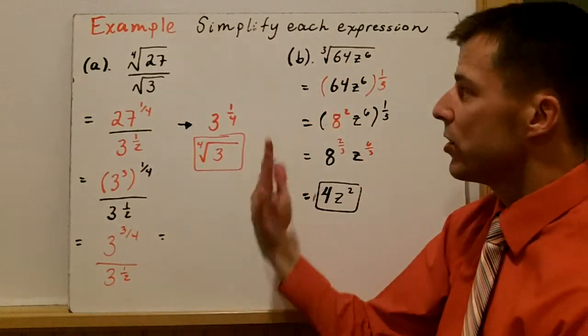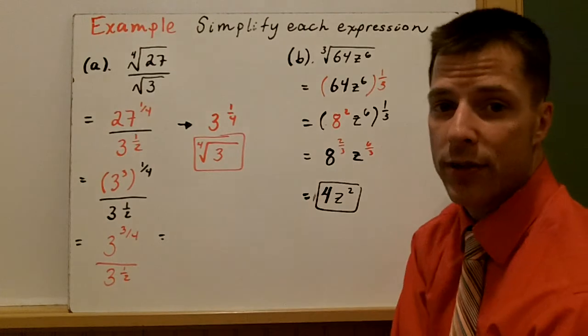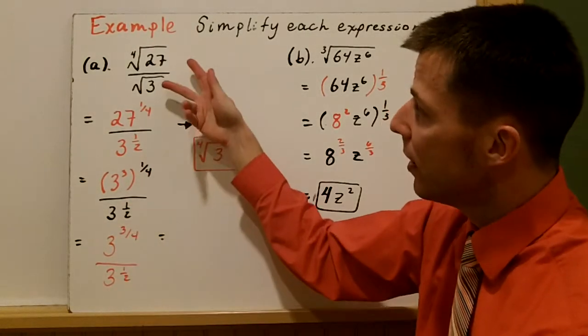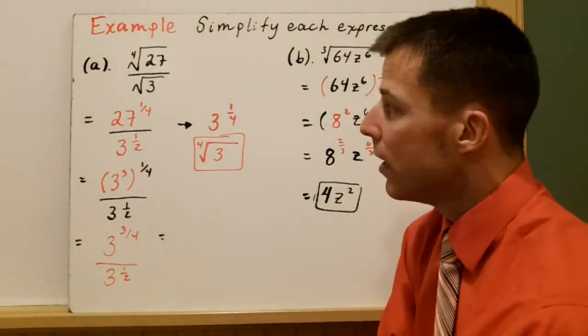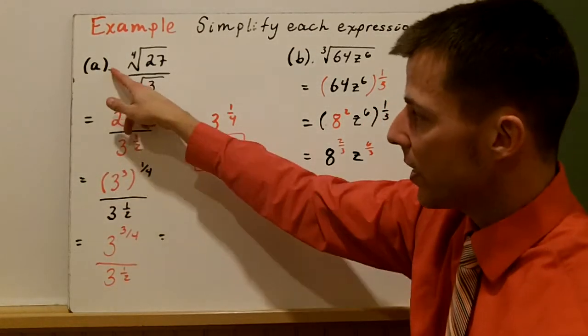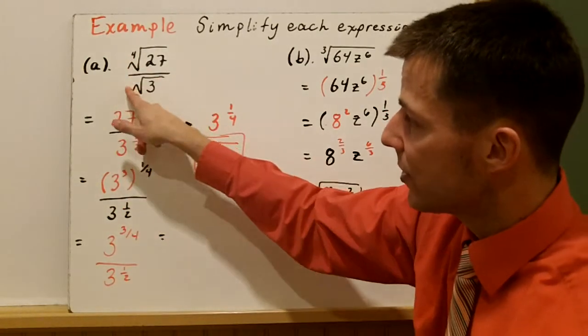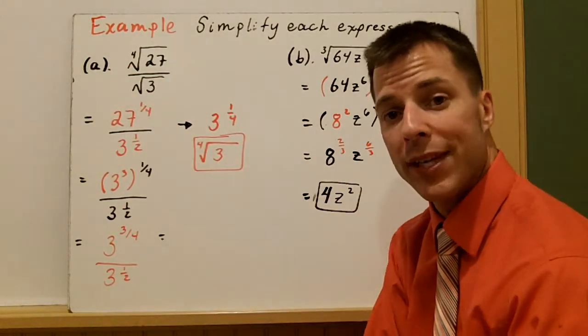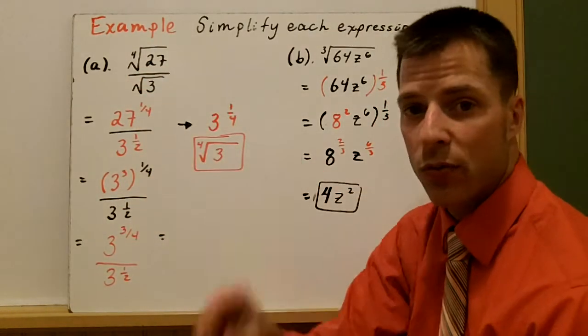For the fourth frame, we just have 3 examples left. Simplify each of these expressions. In part A, we have the 4th root of 27 over the square root of 3. Normally you might say, let's just write this over one radical. But we can't, because the indexes don't match. So you have to be careful. The indexes don't match, so I can't write this fraction under one root.